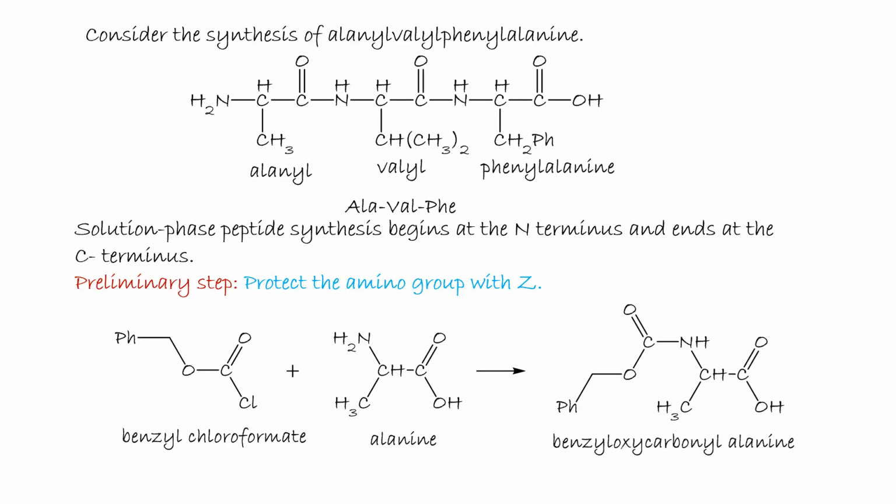Consider the synthesis of alanyl valyl phenylalanine of this structure. Solution phase peptide synthesis begins with the N-terminal and ends at the C-terminus. So we are going to start with this part, alanine, protected with benzyl chloroformate to form the CBZ alanine.